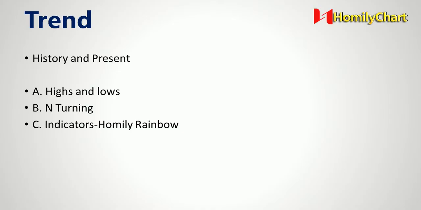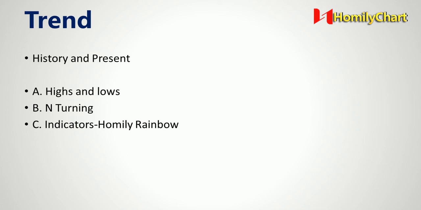So now I will teach you how to judge the trend. Okay, I will teach you a special method. Maybe many investors, many members really use this function. So the first one is for the trend, history and present. If you want to judge the trend, firstly, you can see the highs and the lows. So how do we judge according to highs and lows? If you see the higher high or the higher low, this is the uptrend. Lower low and lower high is the downtrend. Okay? So the next one, antennae.